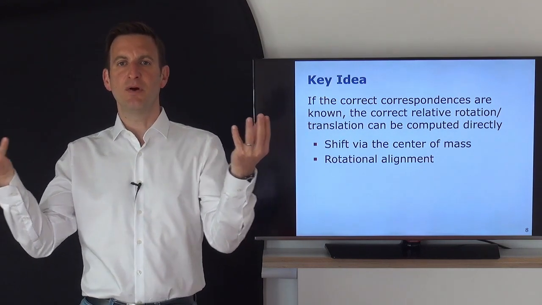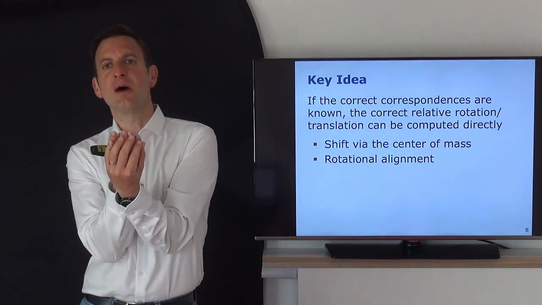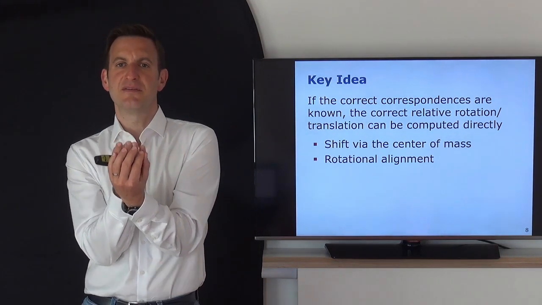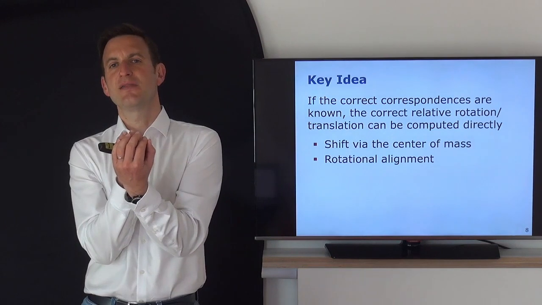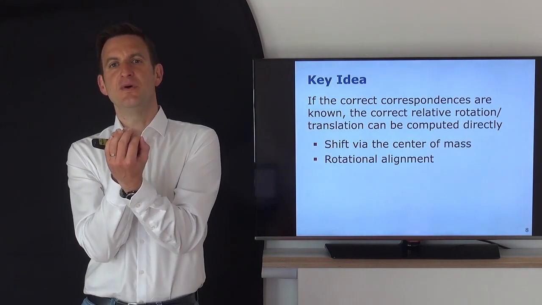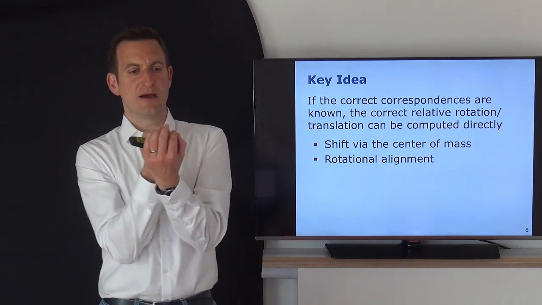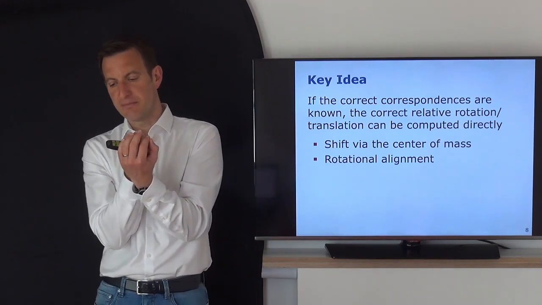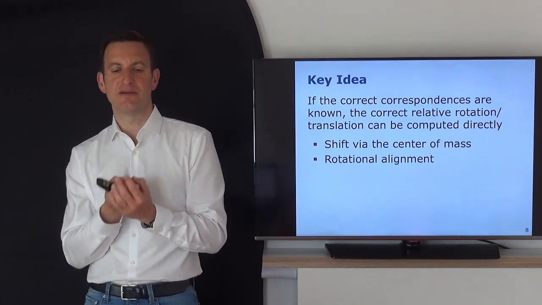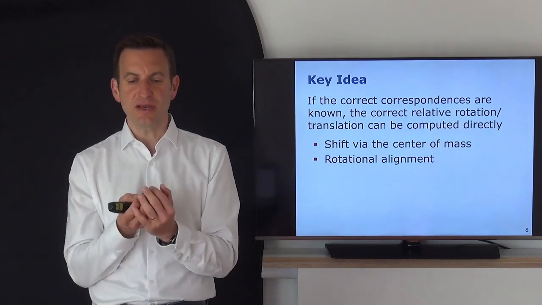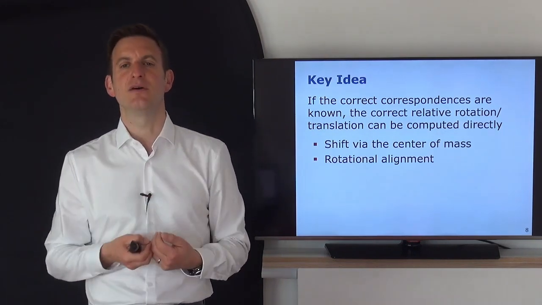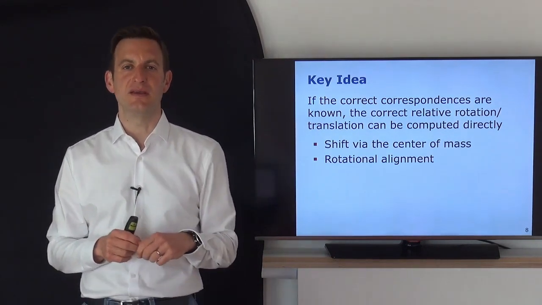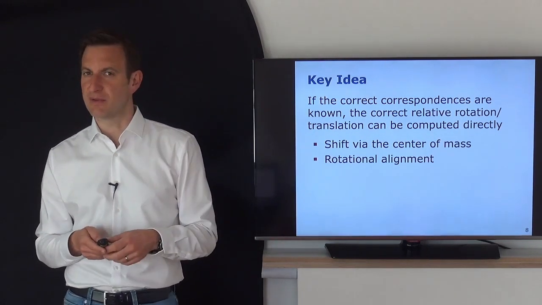That means both point sets will be shifted on top of each other so that they have the same center of mass. And this is the key step that we do in order to obtain the alignment of the points in terms of the translation. And then the second part is we need to compute a rotational alignment, so we need to rotate those two scans on top of each other so that the error in those points actually gets minimized.